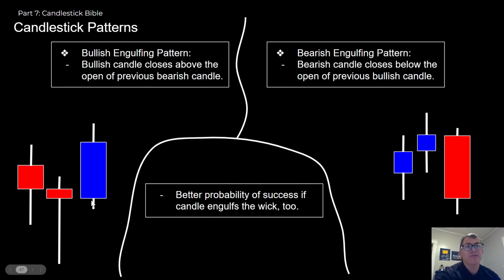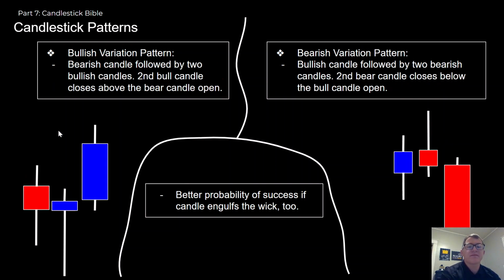This is going to be a very high probability setup, obviously if it occurs at a level of support. And then obviously over here, this body engulfed the entire candle's body plus the wick too. Okay, so that is going to be a high probability setup. Now, diving into the next pattern, it is very similar, but it has a bullish variation and a bearish variation.